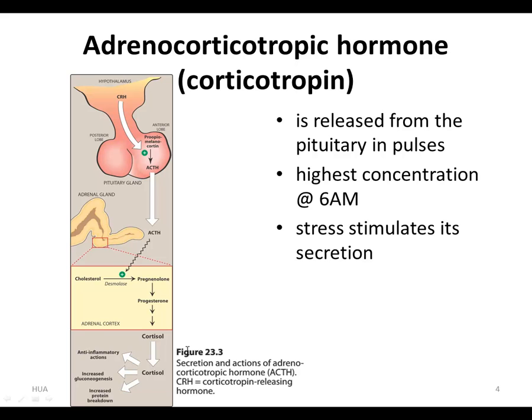Normally, ACTH is released from the pituitary in pulses with an overriding diurnal rhythm, with the highest concentration occurring at approximately 6 a.m. and the lowest in the late evening. Stress stimulates its secretion, whereas cortisol, acting via negative feedback, suppresses its release.